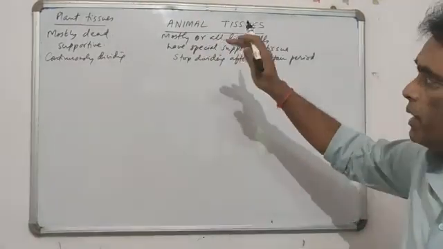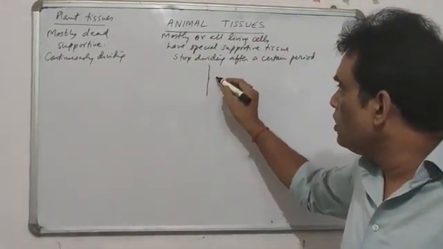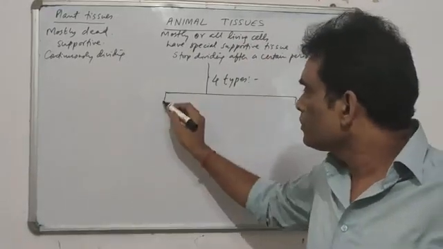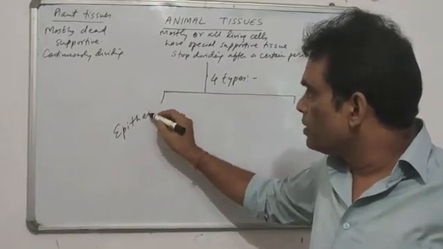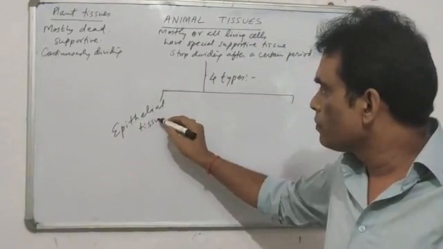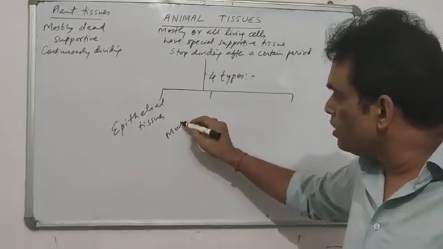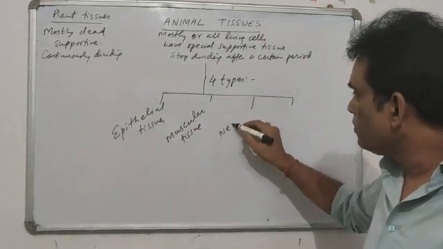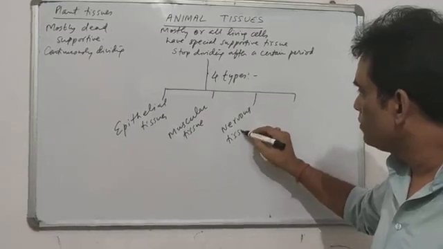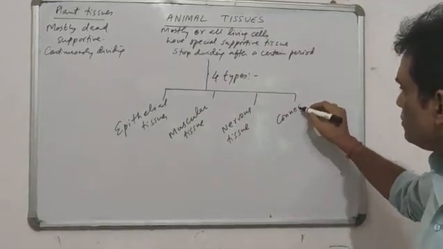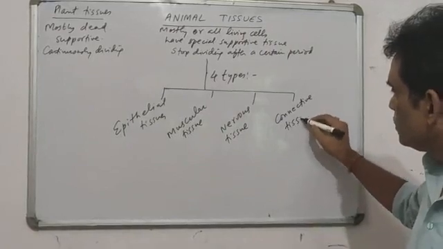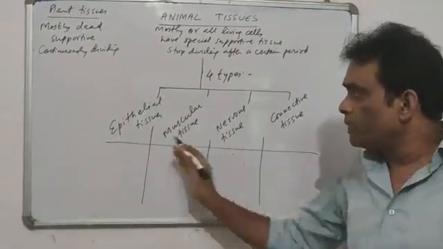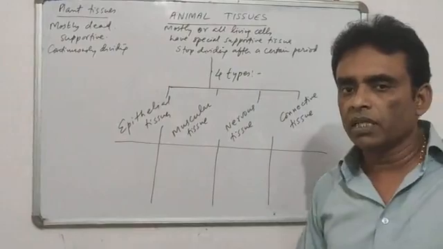We have seen so many types of plant tissues, but animal tissues are only of 4 different types. What are they? They are called epithelial tissues, muscular tissue, nervous tissue, and connective tissue. So 4 main types of animal tissues are there: the epithelial tissue, the muscular tissue, nervous tissue and connective tissue.